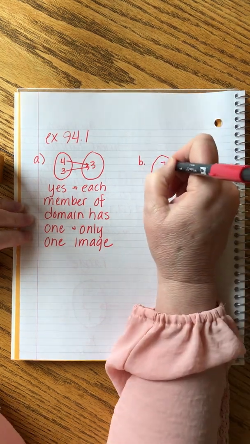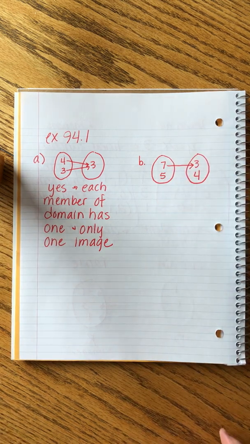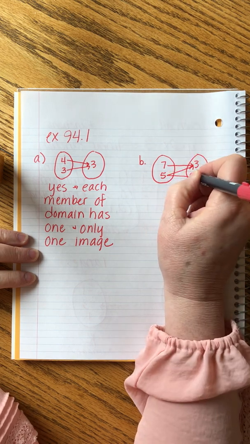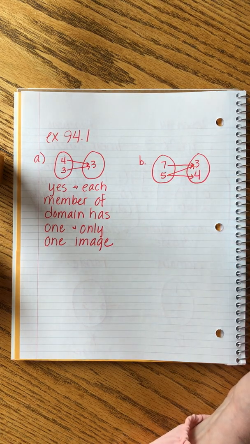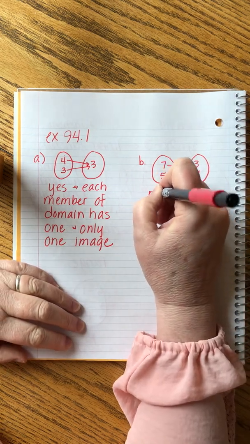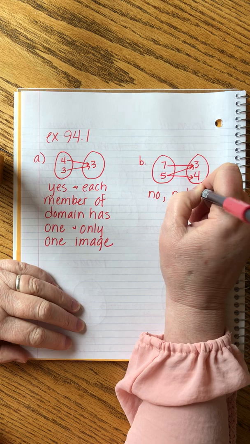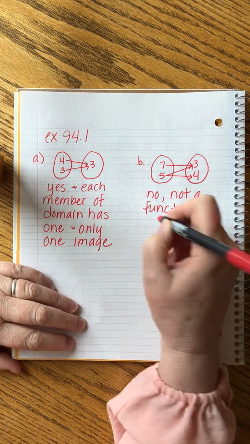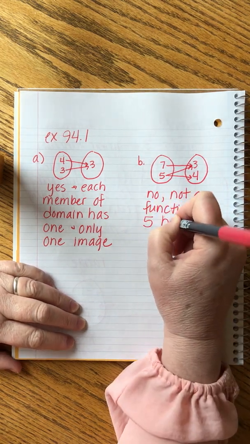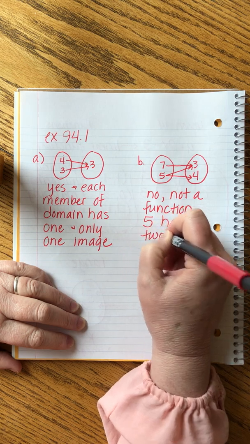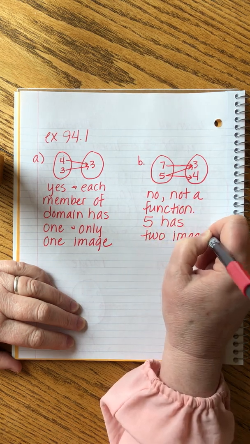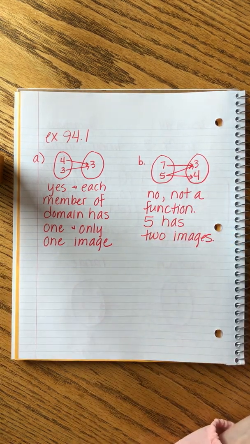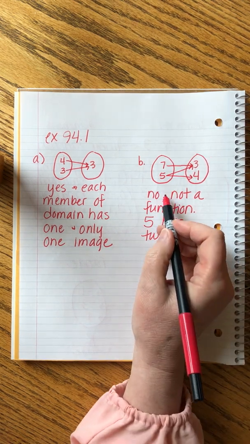Okay, and our arrows go like this. 7 pairs with 3. 5 pairs with 3 and with 4. Uh-oh, no. This is not a function. And the reason why is that 5 has 2 images. Right? 5 is sometimes paired with 3, sometimes paired with 4. That's a deal breaker. So the answer to this one is no.